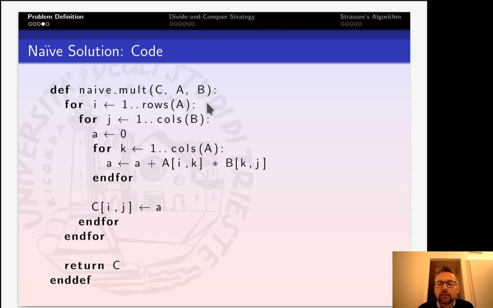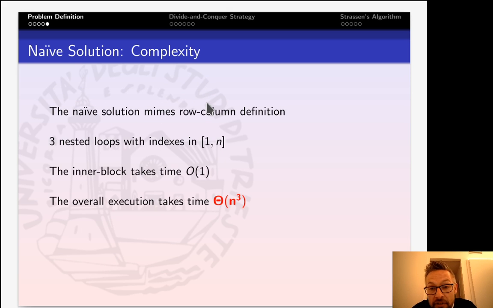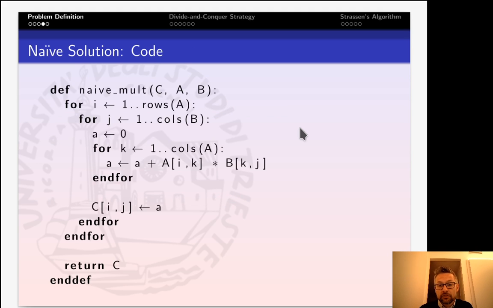Okay. So this is the naive solution. What's the complexity of this naive solution? First of all, let me notice that the naive solution basically mimics the definition. We have 3 nested loops.